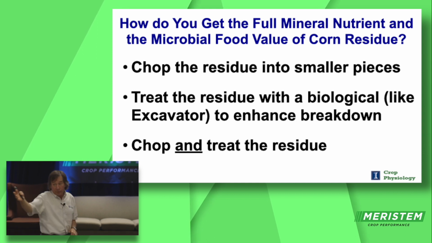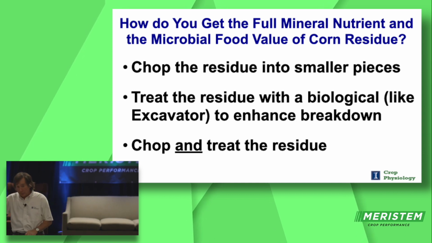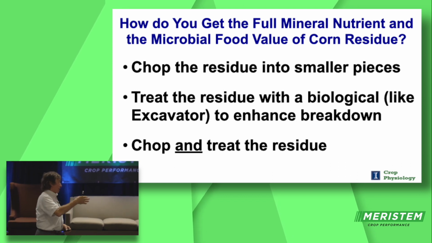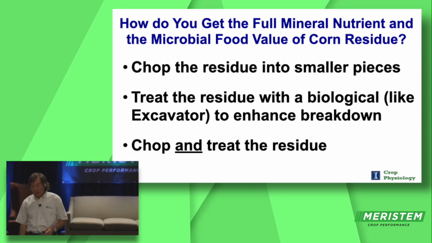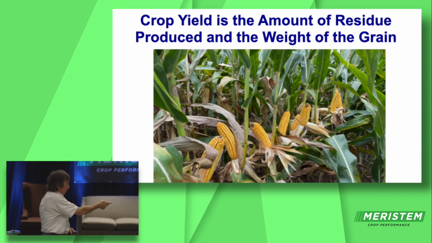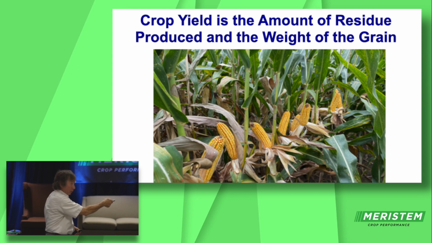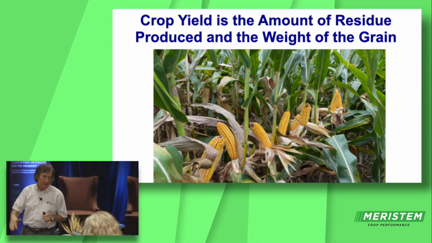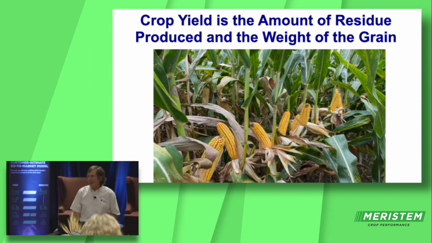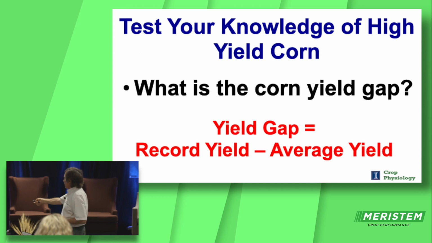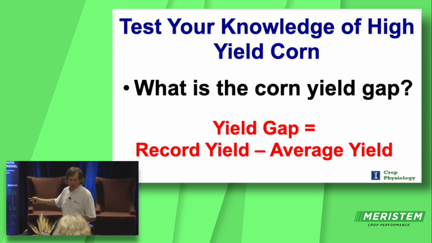I mean, this has got to be the future of high yield, right? You're going to have to manage that residue. And one thing is going to be with a biological. So I'm here to tell you that yield is not just the weight of the grain, it's also the amount of residue that's produced. What is the corn yield gap? So the corn yield gap is the difference between the record yield and the average yield.